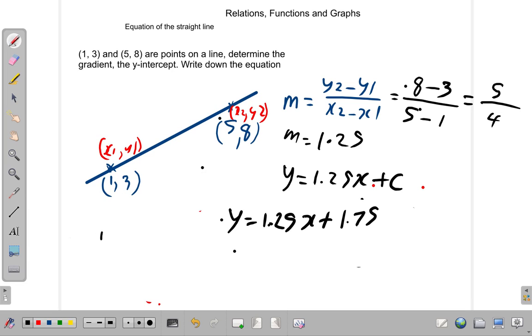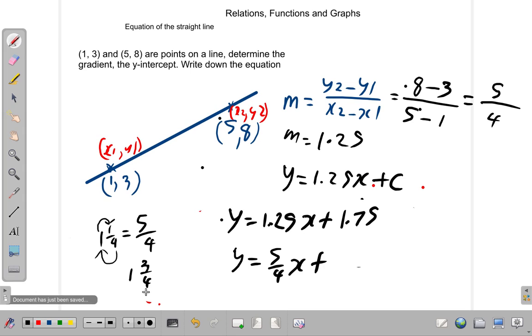1.25 as an improper fraction: 4 times 1 is 4, 4 plus 1 is 5, so it's 5/4. So y is equal to 5/4 x plus 1.75, which is the same as 1 3/4. If you turn 1 3/4 into an improper fraction, 4 multiplied by 1 is 4, 4 plus 3 is 7, so you have 7/4. You can write it that way.